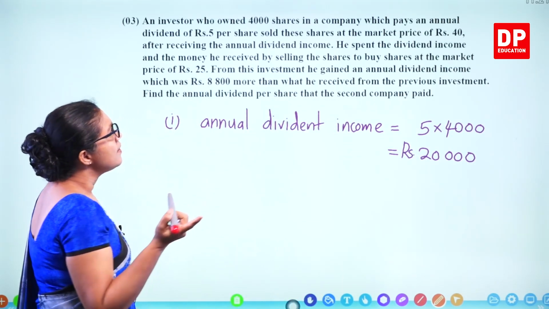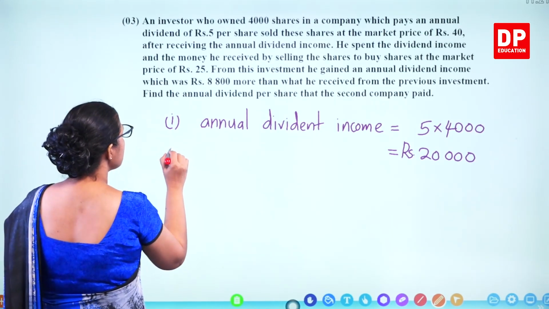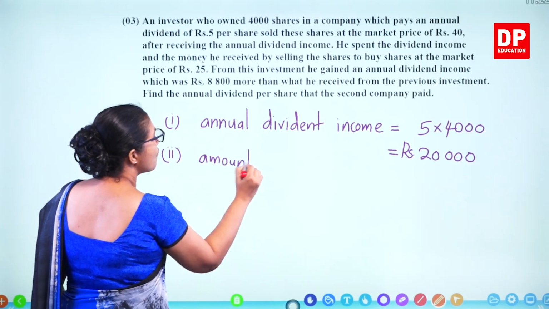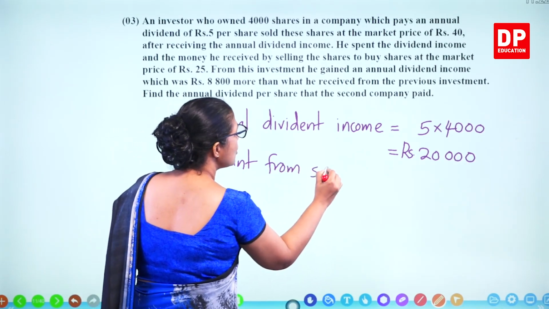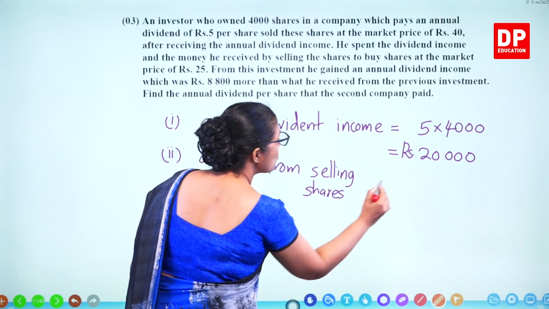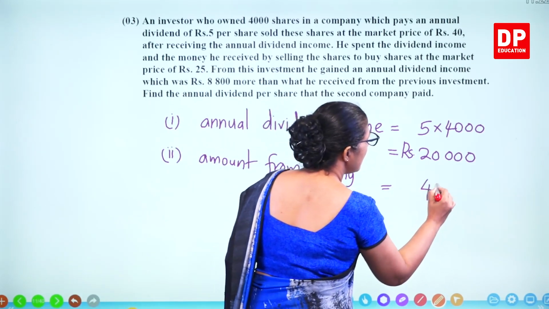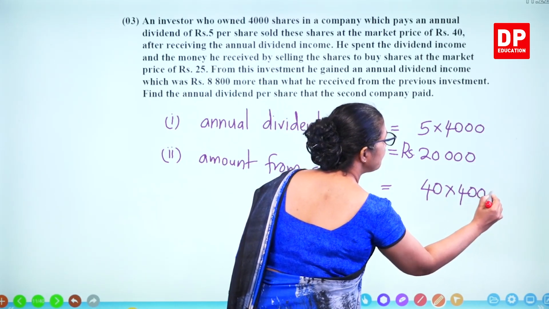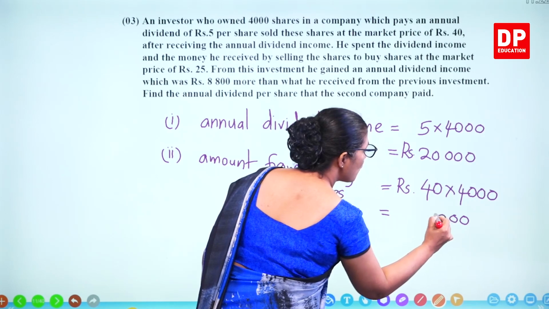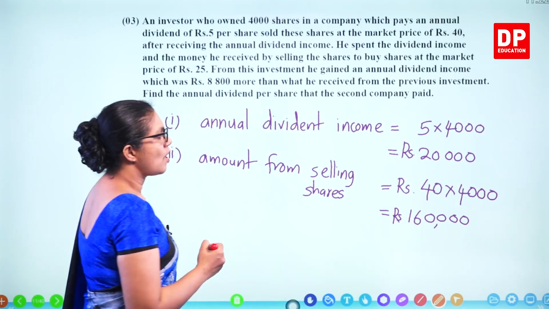Then the amount getting from selling shares. Second step we can do amount from selling shares. So each one 40 rupees and 4,000 shares are there. 4 times 4 is 16. So 160,000 rupees.